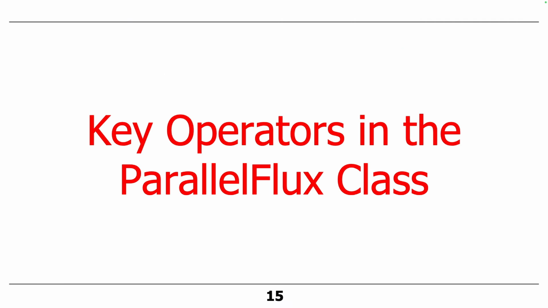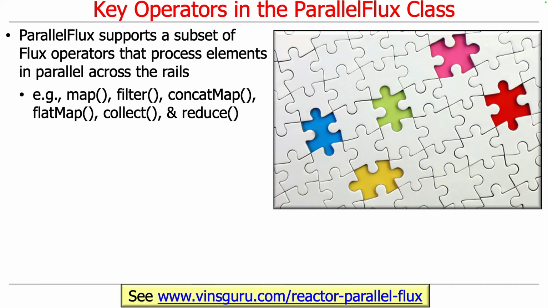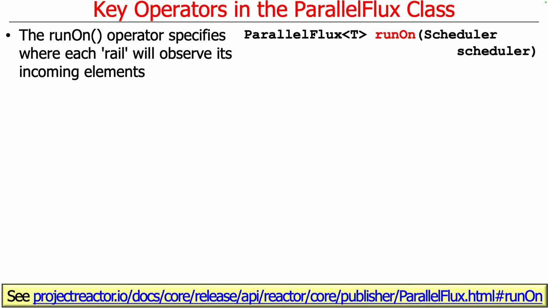So let's talk about some of these other operators. There are a bunch of operators that can be used to process elements in parallel using a ParallelFlux. These are a subset of the overall Flux operators. There's a boatload of Flux operators. Remember, there are several hundred Flux operators. There's only a handful in ParallelFlux, the ones that lend themselves nicely to the embarrassingly parallel processing semantics. These include things like map, filter, concatMap, flatMap, collect, and reduce. So it's some of the most important workhorse operators.